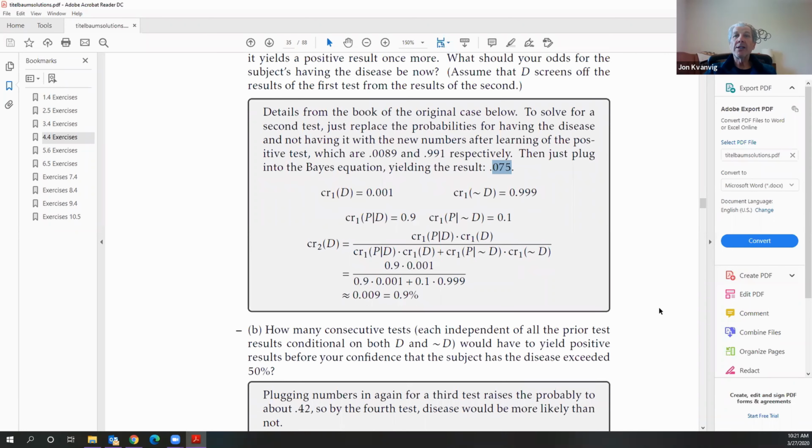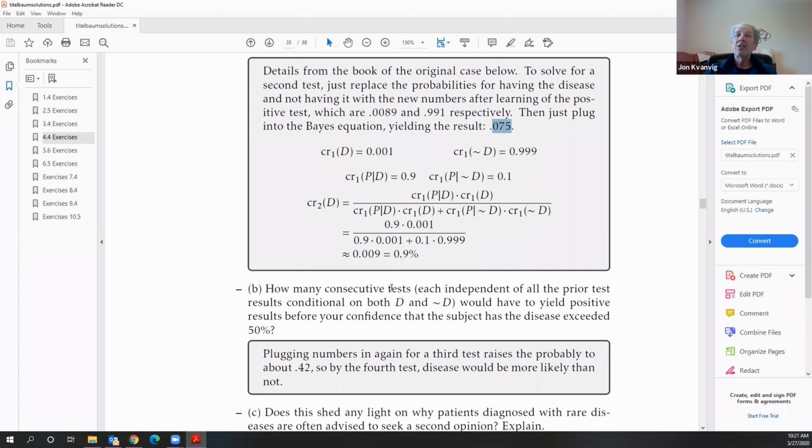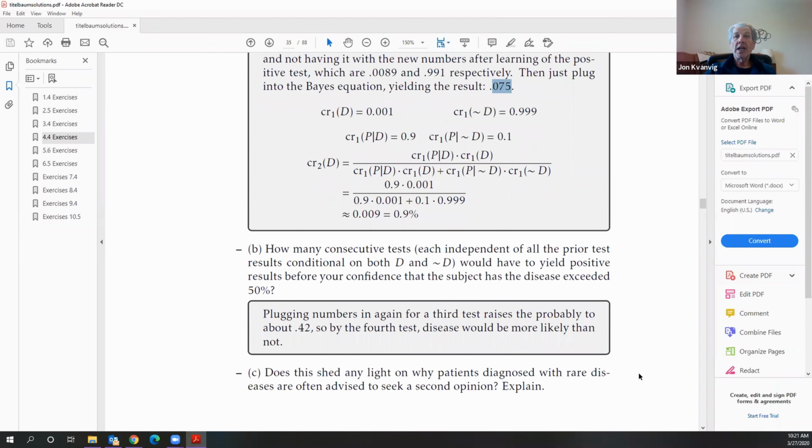So how many consecutive tests do you need to run, assuming that they're all independent, each is independent of the prior test, conditional on both having the disease and not having the disease? How many times do you have to run the test? Well, if you plug it in a third time, the probability jumps to 0.2, so by the fourth test, the disease would be more likely than not.